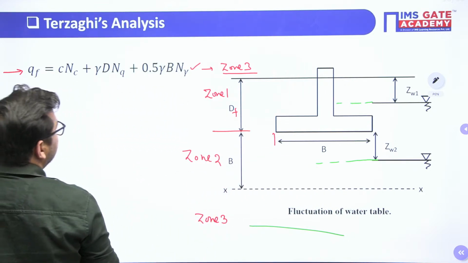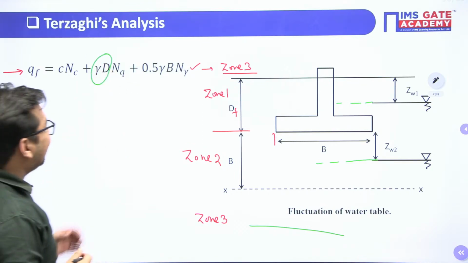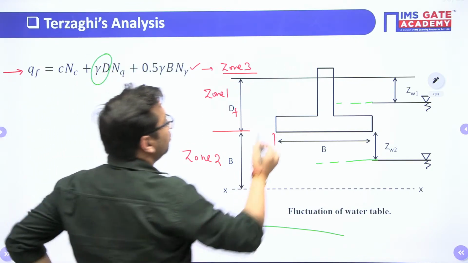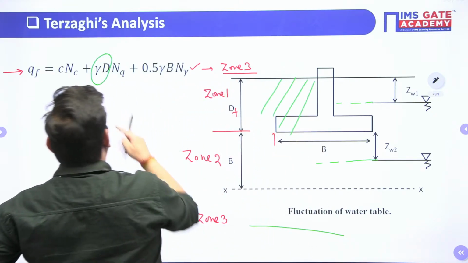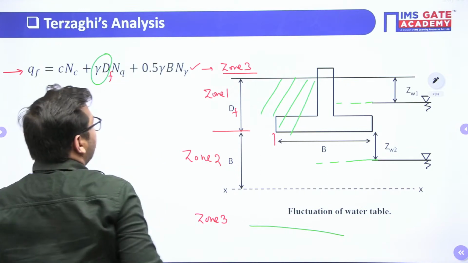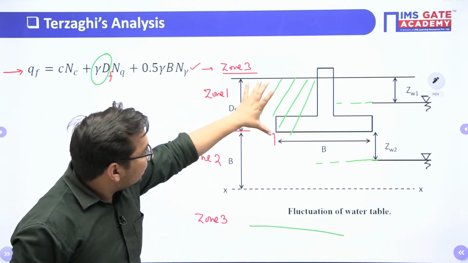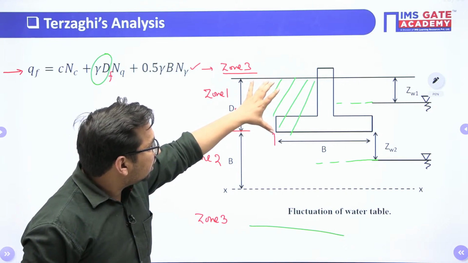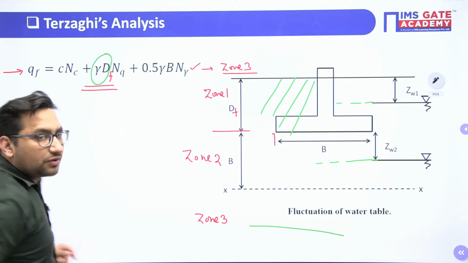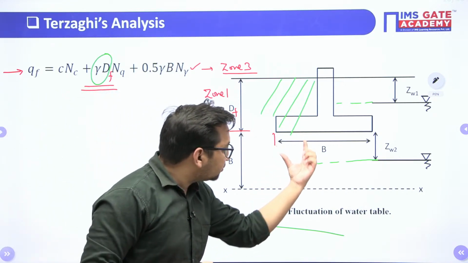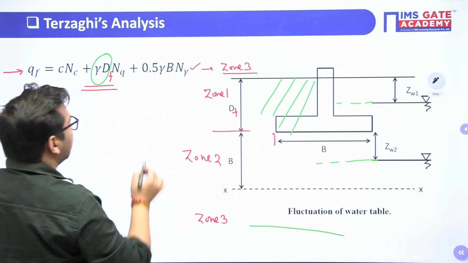Now try to understand this formula. This gamma into D, it represents the soil in zone number 1. This gamma into D, or gamma into DF I can take, as I have changed the D value to DF. So the weight of this particular soil is represented by the term gamma into DF. Whereas the weight of the soil in zone number 2, that is gamma into B, is taken into account by this term.